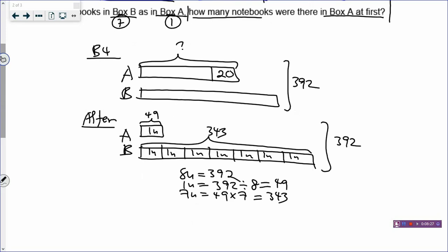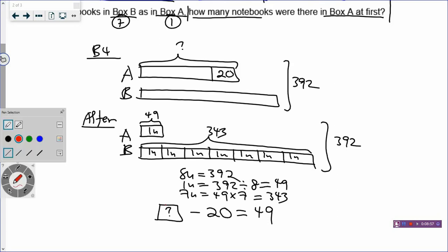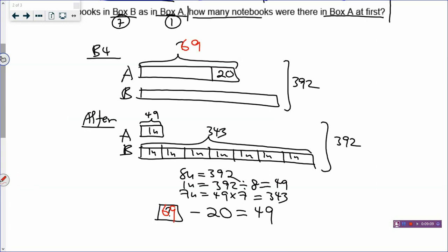So can you find how many in box A at first? What do we do? You want to find box A at first, so you have to work backwards. Let's have a little box here to help you understand better. This is the question mark, which is at first. How many in box A? You take out 20, so you minus 20. How many left in box A? 49. So now can you see how many in box A at first? You work backwards: 49 plus 20, and you will get 69. So there are 69 books in box A at first. So you actually got the answer already for this question.